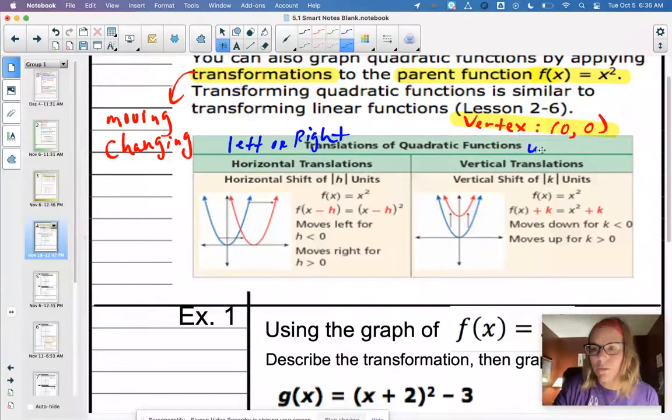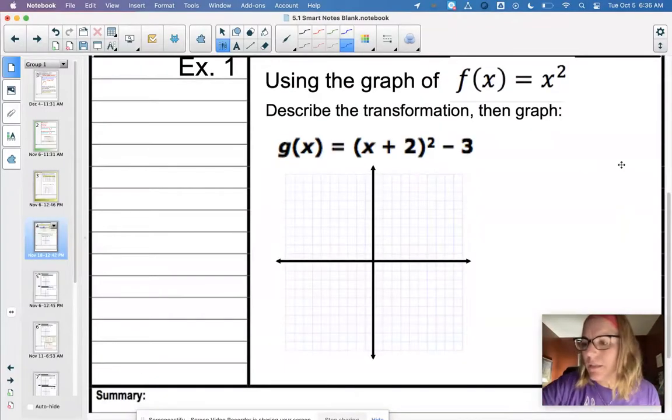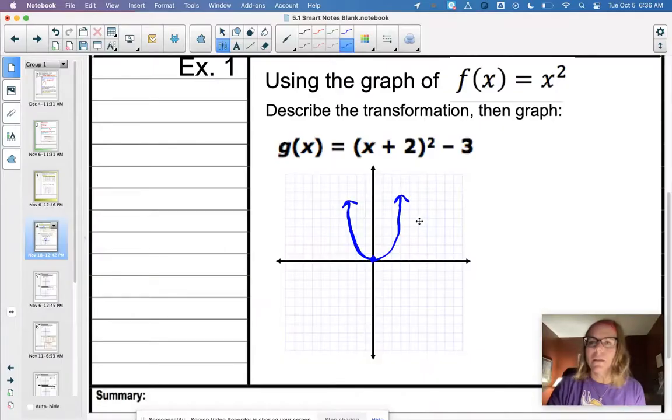And this vertical refers to up or down. All right, let's do example 1. It says, using the graph of f of x equals x squared, describe the transformation, then graph. All right, well, the first thing I am going to do is do a quick sketch of the parent function. We know that looks like something like this, right? I call that a happy parabola.